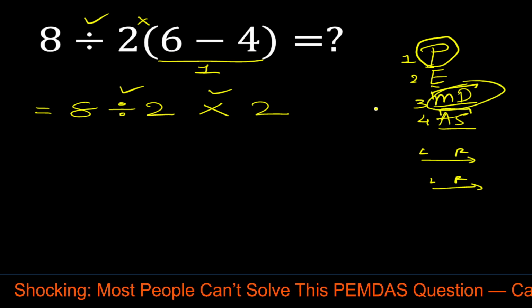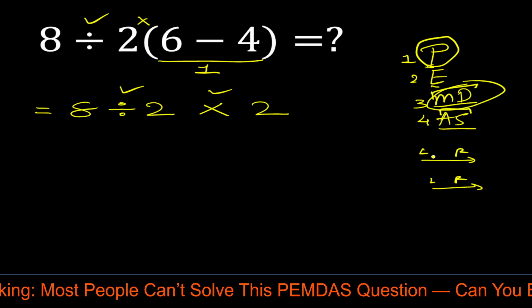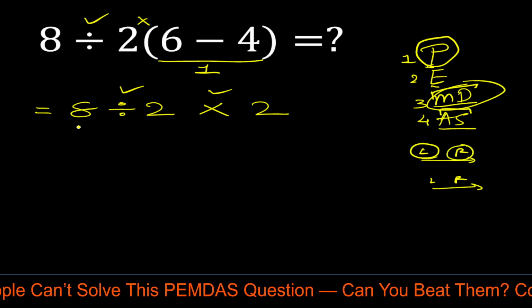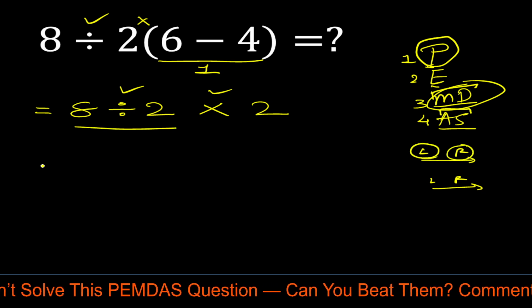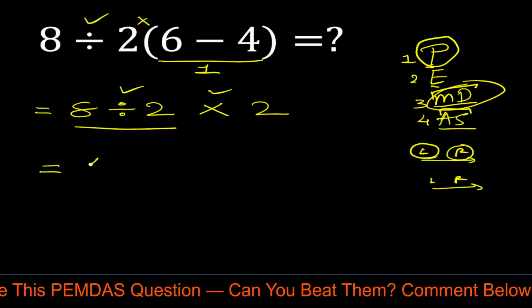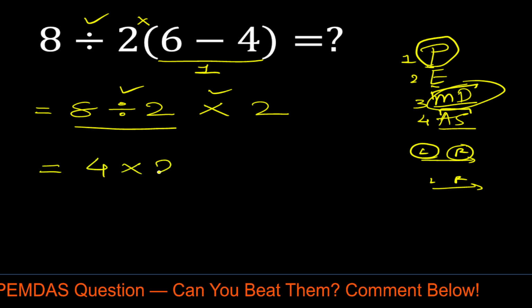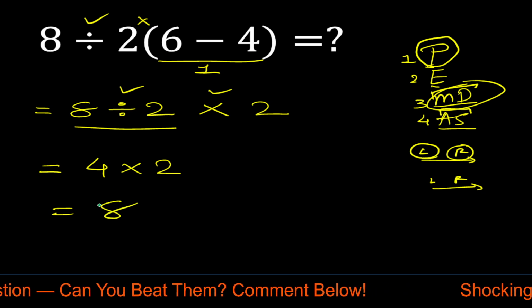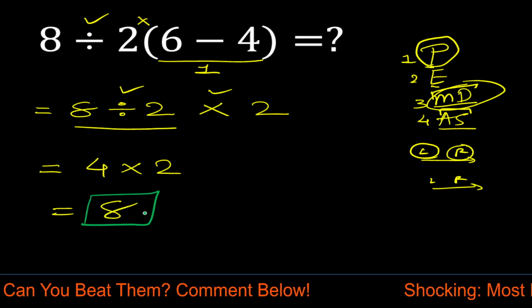So multiplication and division both have equal priority, so we have to solve it from left to right. So first we have to solve this division, right? So 8 divided by 2 is equal to 4 times 2. So 4 times 2 is equal to 8, right? So the correct answer is 8.